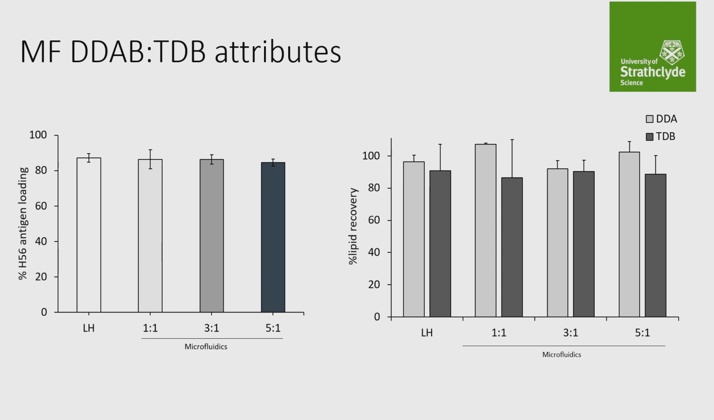So this is H56, the antigen for tuberculosis. Good loading, around 90%, as we would expect. But another thing we were very keen to check was lipid recovery, because these two lipids have very different solubilities, and we didn't want to lose one or have precipitation in the cartridge. And that was a risk. So we can see here we monitored lipid recovery, and it's good for both DDA and TDB. So we get both, and we keep that 5:1 weight ratio, which is very important.